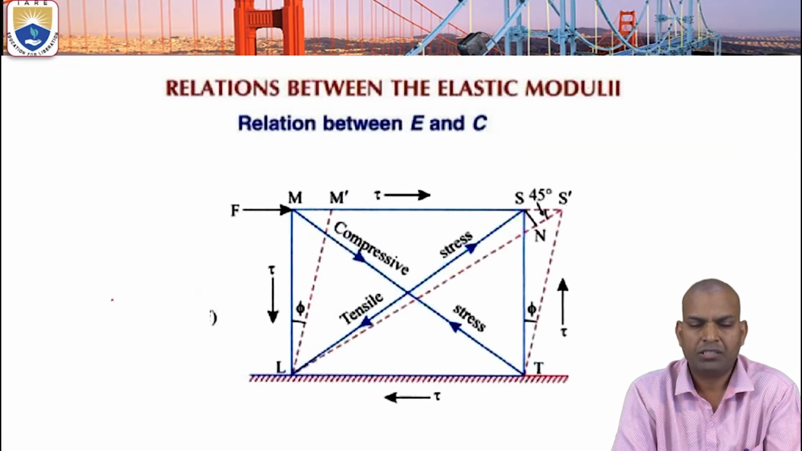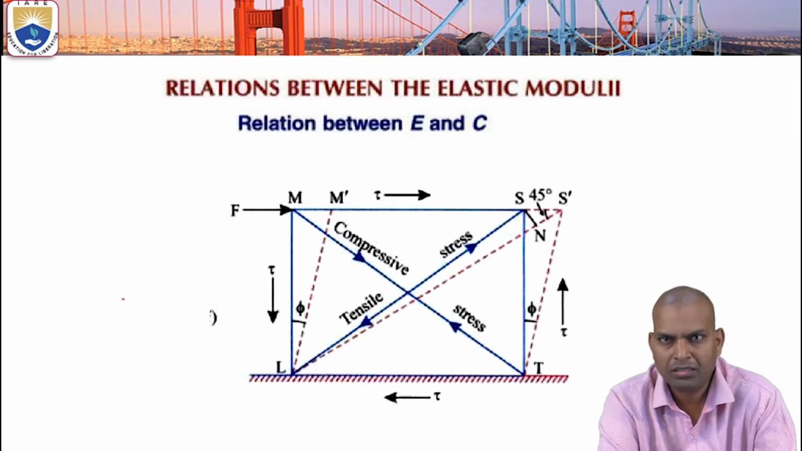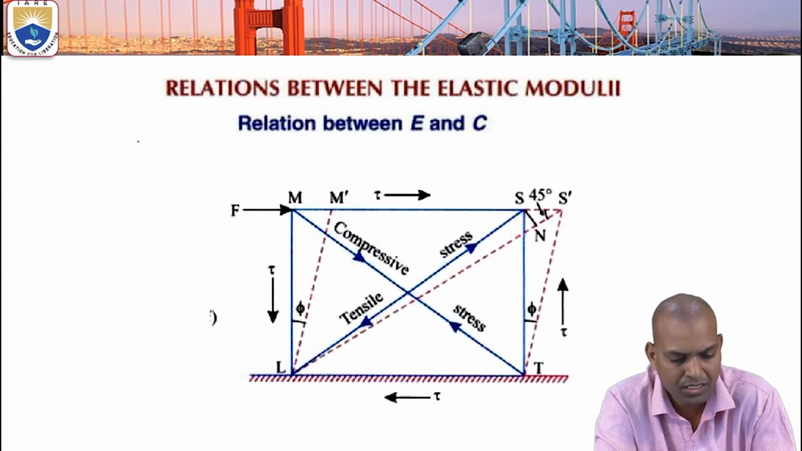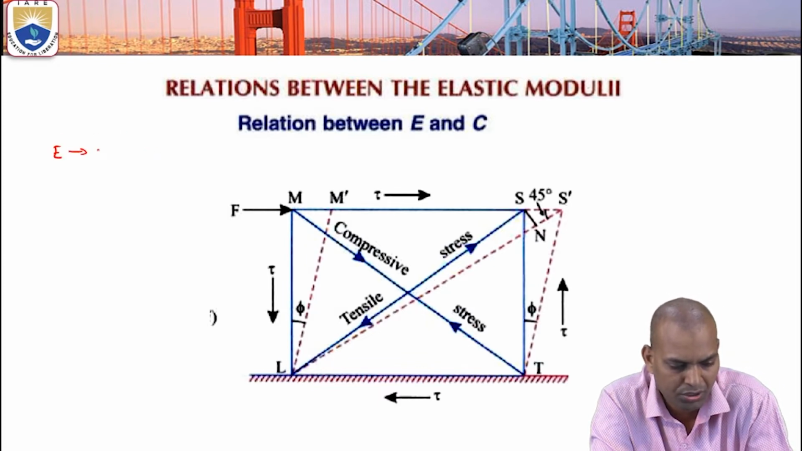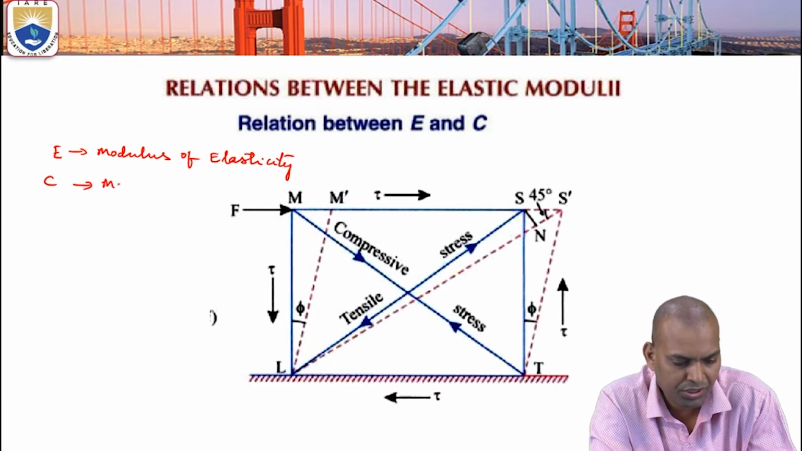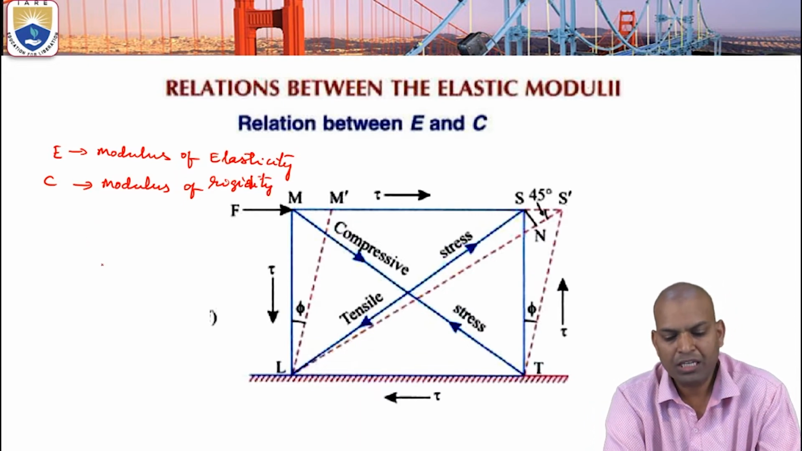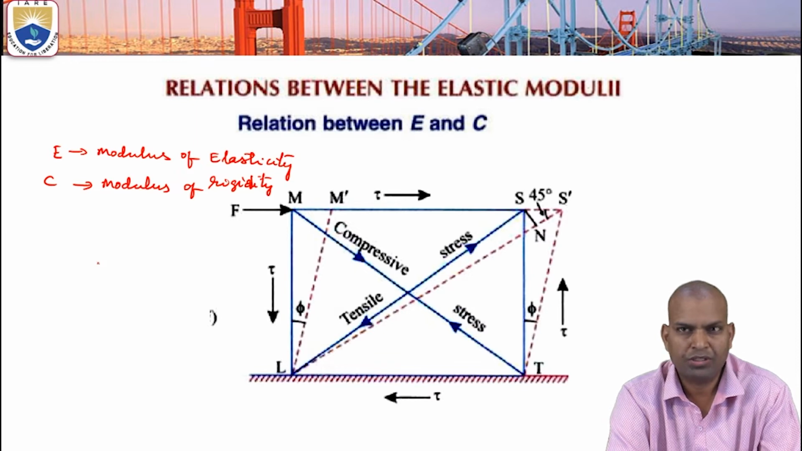Now, the next relation is between the elastic constants, that is E and C. Here, what is E? E is the modulus of elasticity. Whereas C is the modulus of rigidity. Now here, what is the relation between these two elastic moduli, E and C?